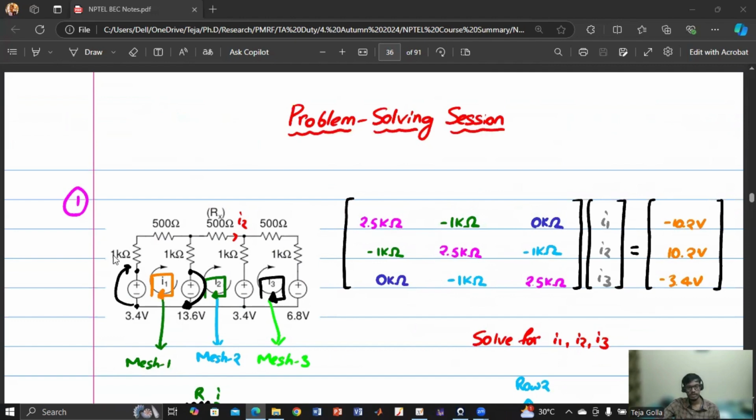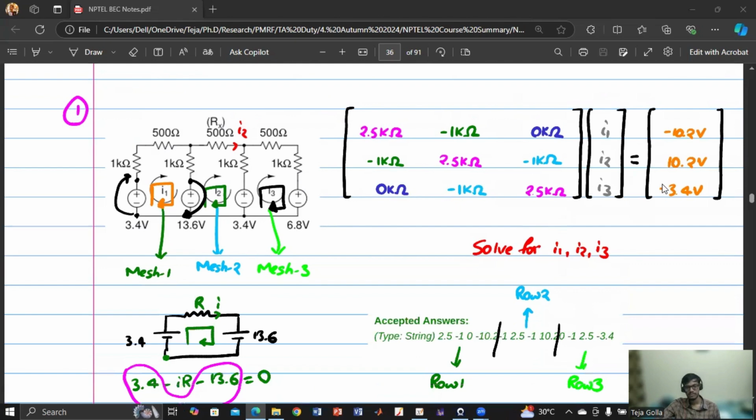So in mesh 1, what is the summation that will come here? And the summation of the resistors in mesh 2, summation of the resistors in mesh 3. And this is the negative of the resistance that is common to mesh 1 and mesh 2. And here there is no common resistance between mesh 1 and mesh 3, so it is 0. So once you get the matrix, one thing is very crucial: we are always applying in the clockwise direction. So the voltage source, we have to always traverse in the clockwise direction. So I'm starting it here.